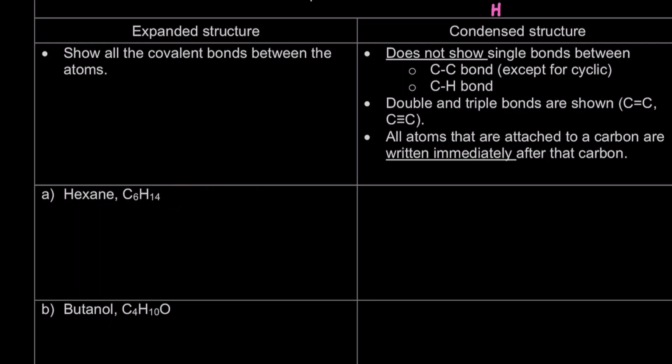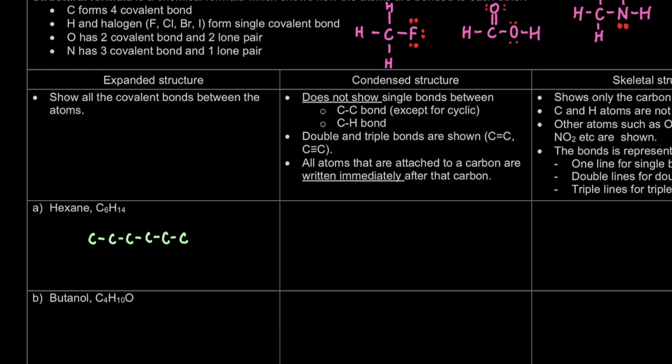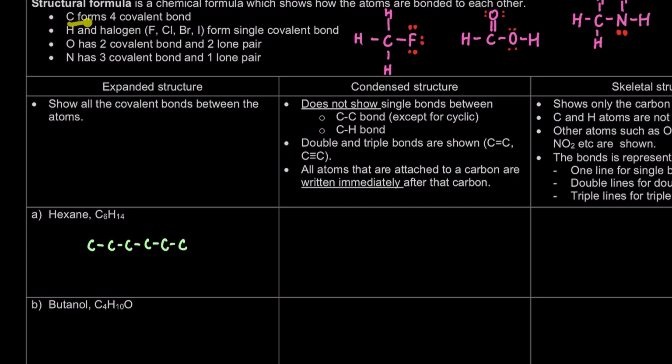But then how to draw it? So again, we have hexane C6. It means that we have 6 carbon present. 1, 2, 3, 4, 5, 6. And then how about the hydrogen? Based on the previous one, we have stated that the carbon will form 4 covalent bonds. So make sure that each of the carbon will have 4 bonds. So this carbon here only have 1 bond. So what we're going to add, we're going to make sure that it has 4 bonds. 1, 2, 3, 4.